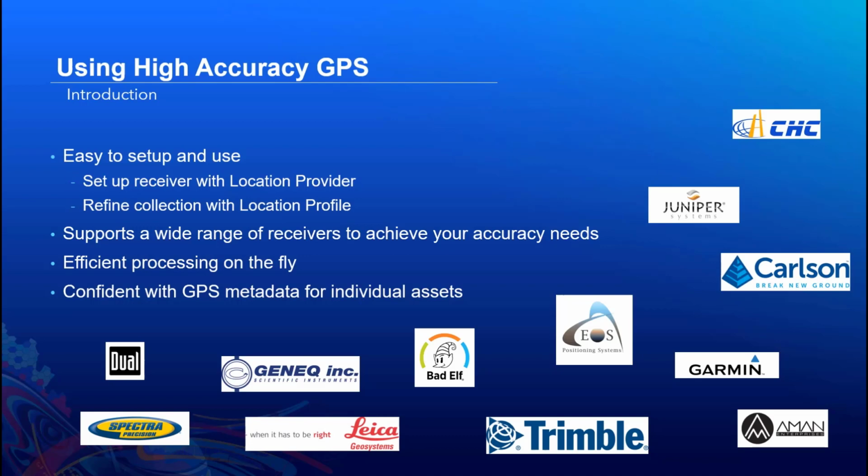We do support a wide range of consumer and survey grade receivers to meet organizational data accuracy requirements. You can achieve efficient processing on the fly using a correction service like Ntrip or a satellite-based correction. And you can also gain confidence in the data collected using GPS metadata, which we will discuss in more detail later on. Now let's jump into a demo of the GPS receiver setup process.